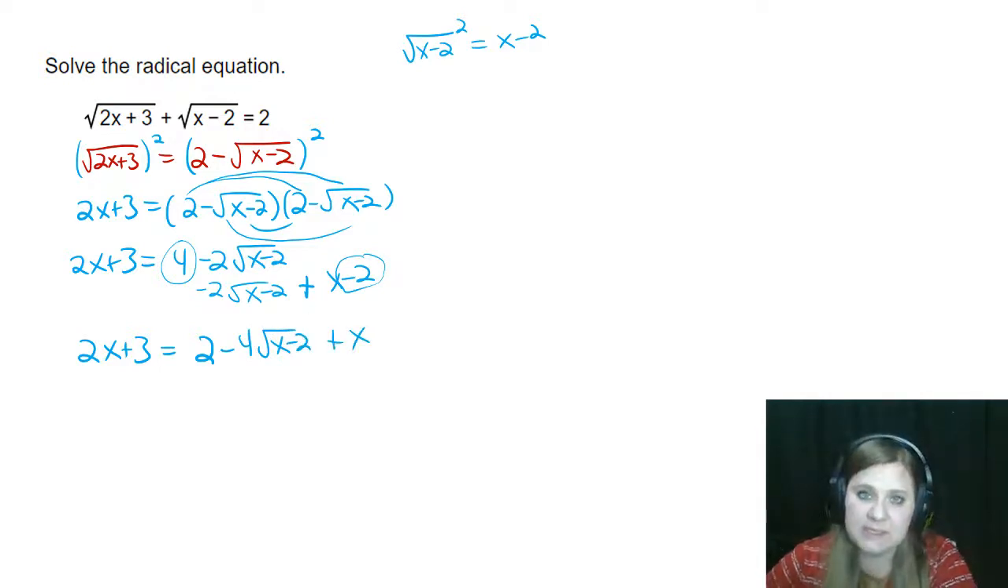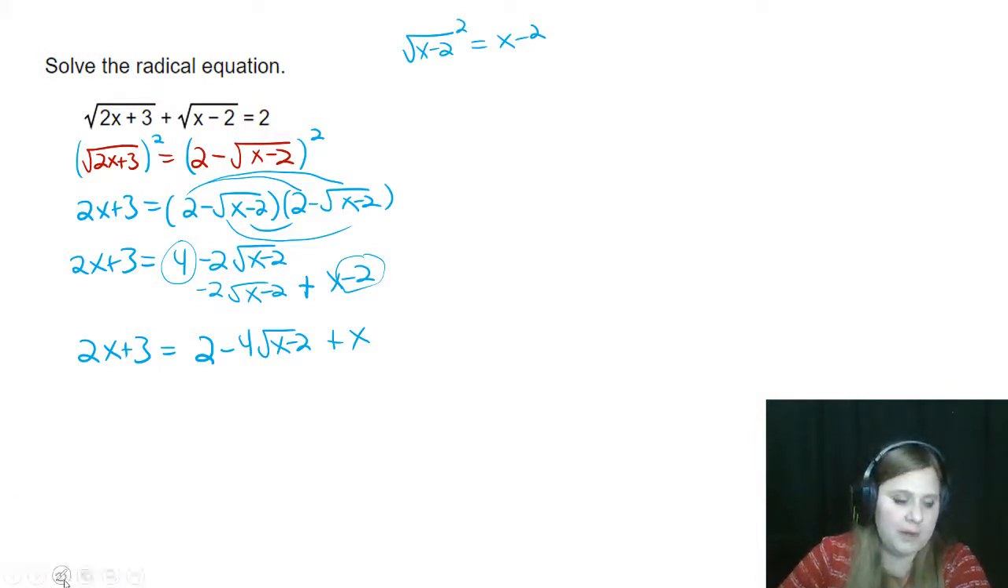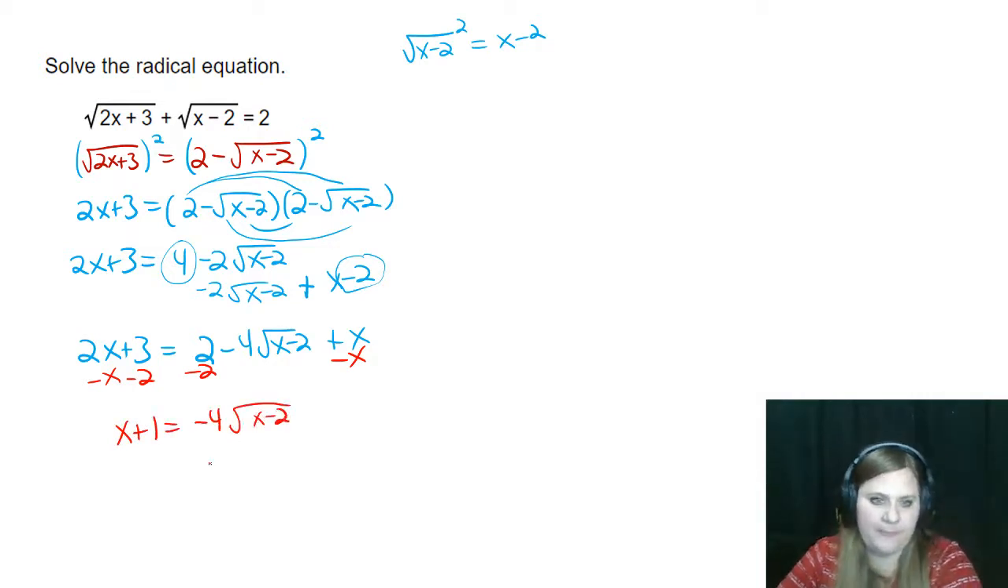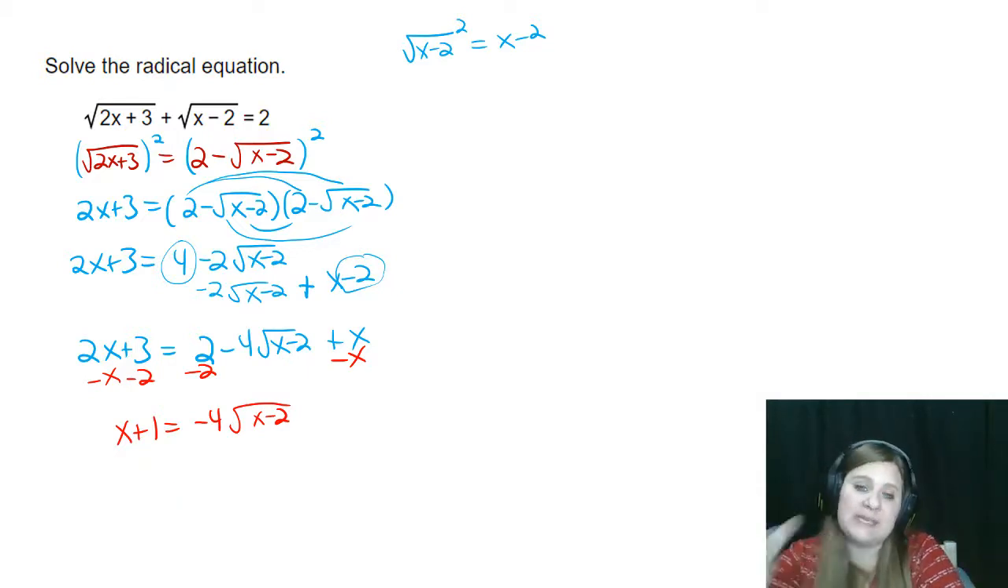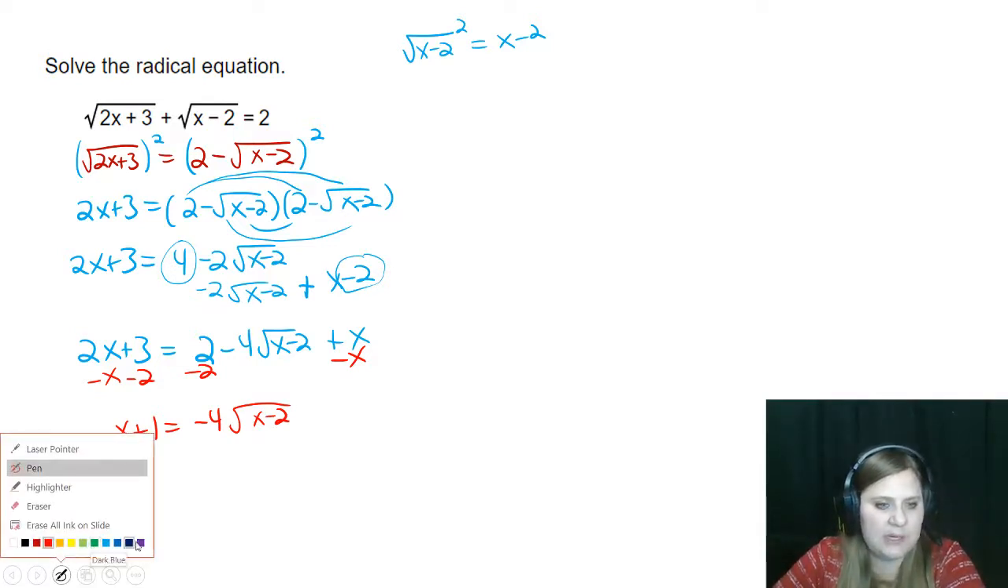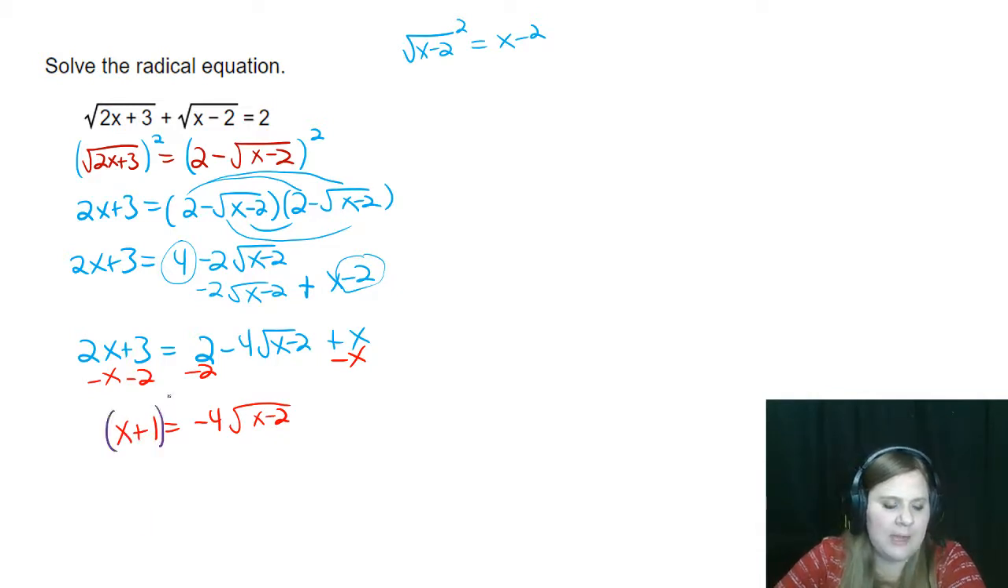So remember, the next thing is to get the square root by itself again. So I'm going to subtract 2 from both sides and subtract x from both sides. And that gives me x plus 1 equals negative 4 root x minus 2. Now, technically, when I say isolate, you could take it as far as dividing by negative 4 on both sides here. Or if you want to go ahead and square both sides right now, you can. I'm going to square both sides just because I'm trying to avoid my fraction.